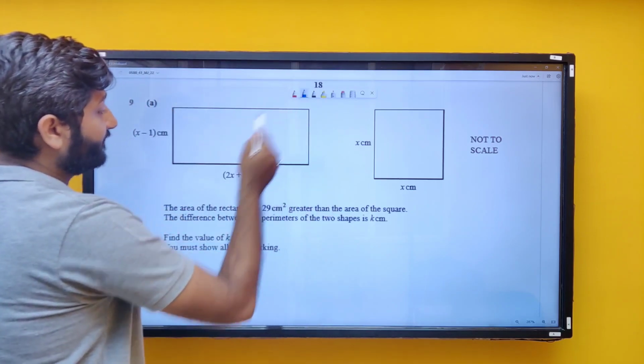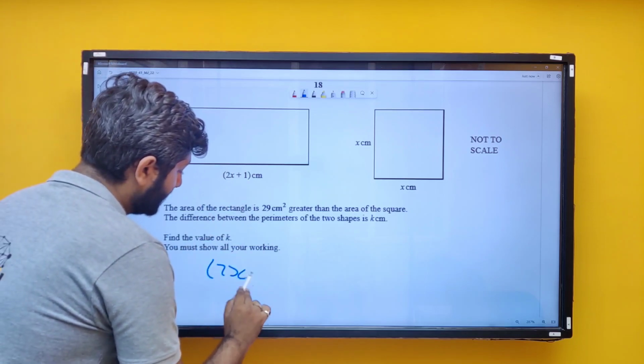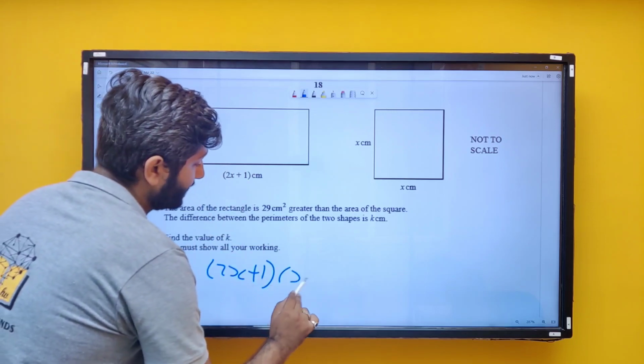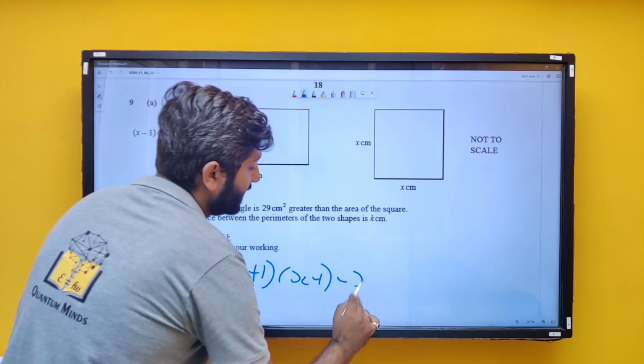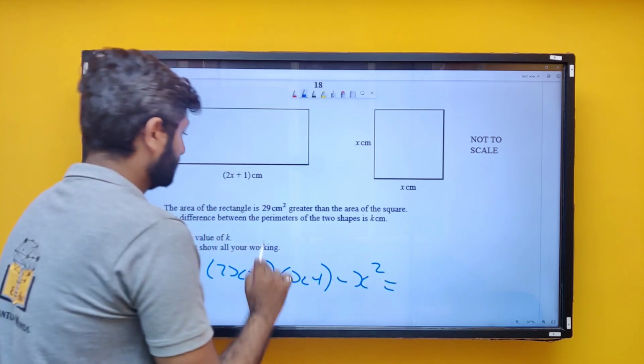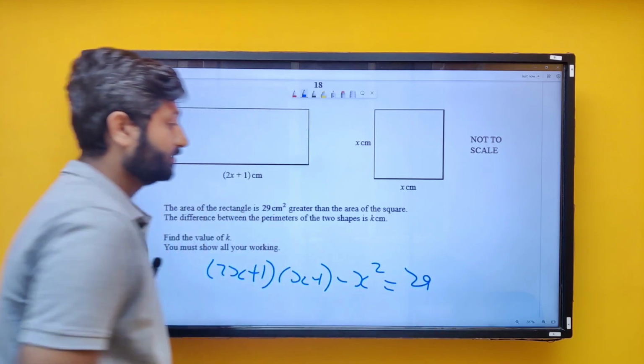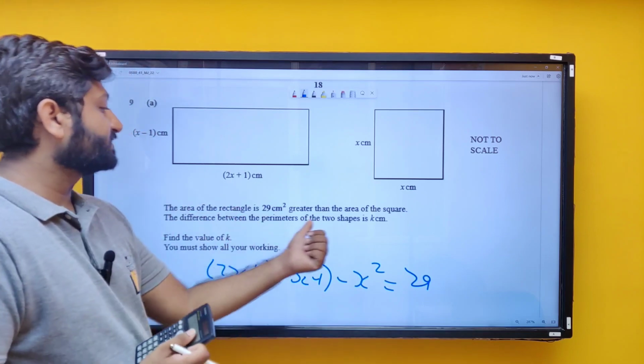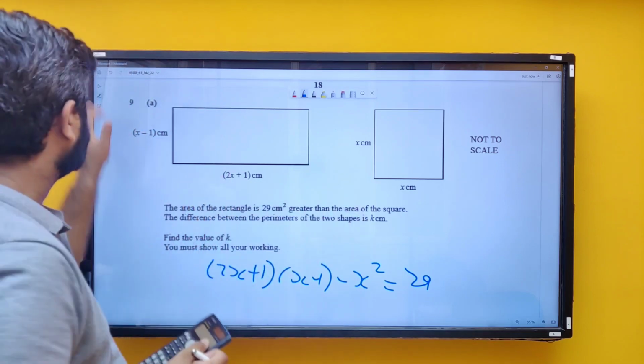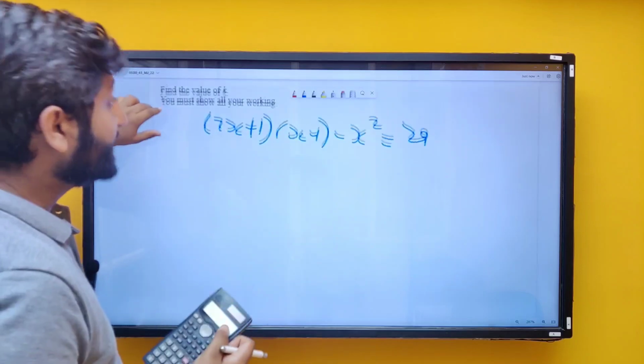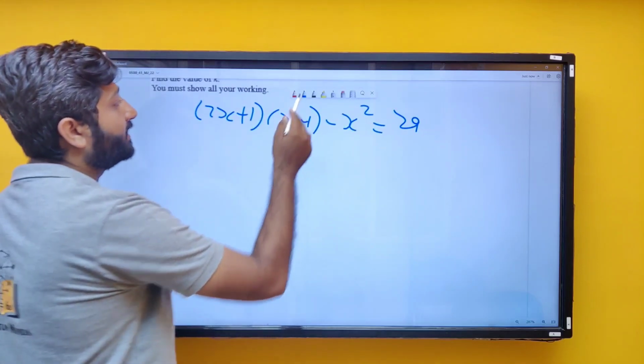So I can say area of rectangle, which is (2x plus 1) into (x minus 1), minus area of square is equal to 29. So I have to find the difference of the perimeter, which is k. For that I have to find the sides of the rectangle and the square.